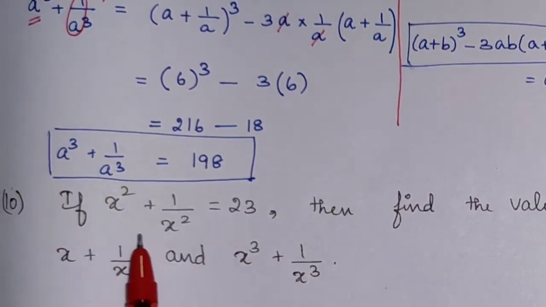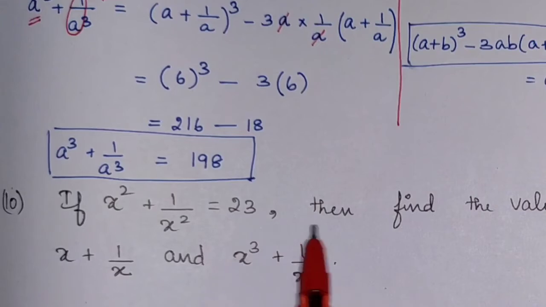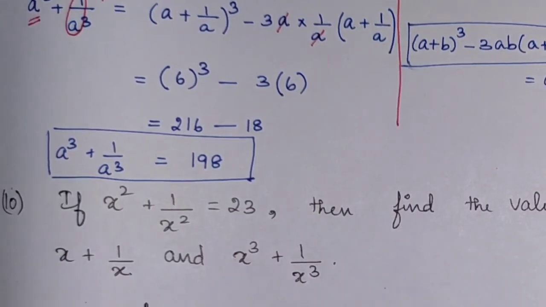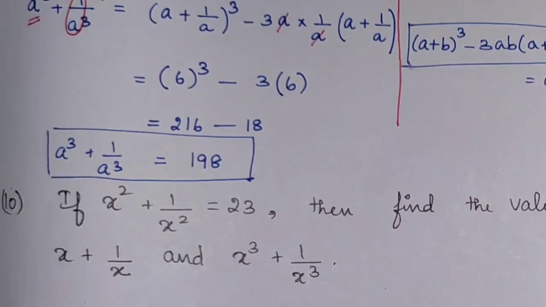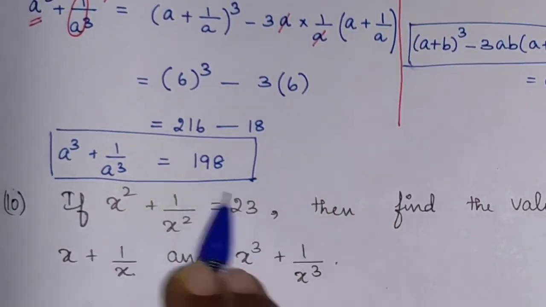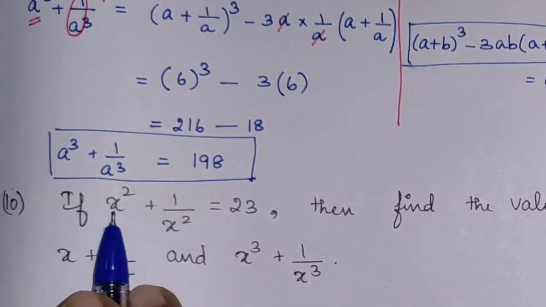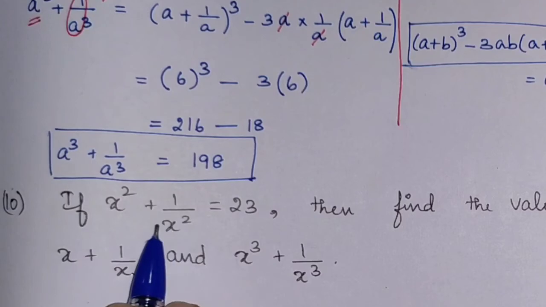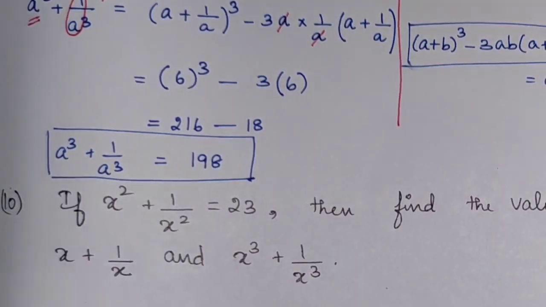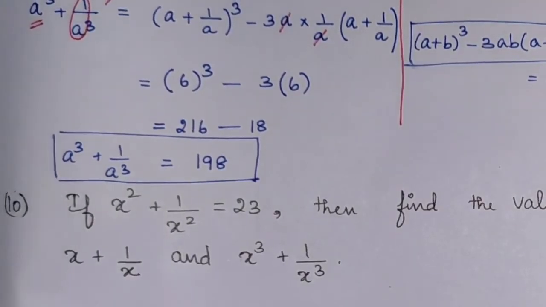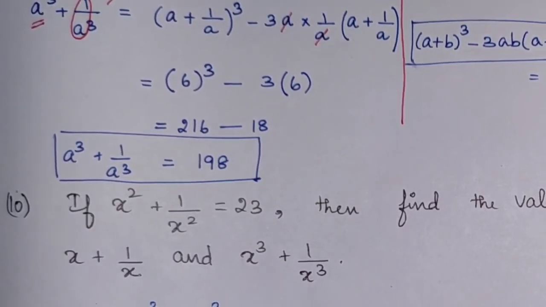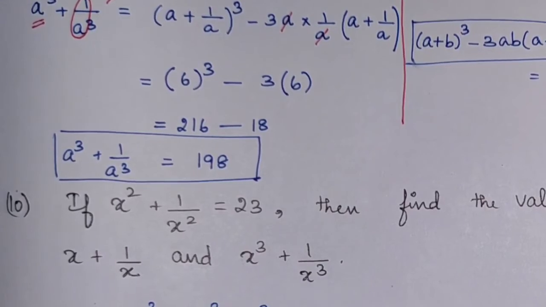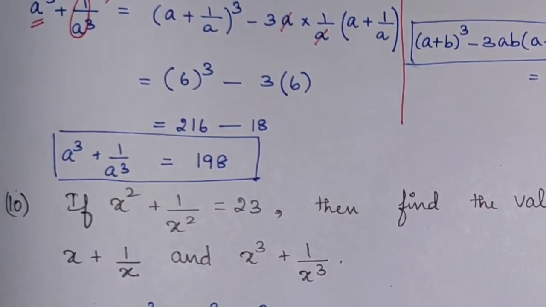Problem number 10. If x square plus 1 by x square is equal to 23, then find the value of x plus 1 by x and x cube plus 1 by x cube. So given a square plus b square, where a is equal to x and b is equal to 1 by x. First we know the a plus b whole square formula, so we write a plus b the whole square is equal to a square plus b square plus 2ab.